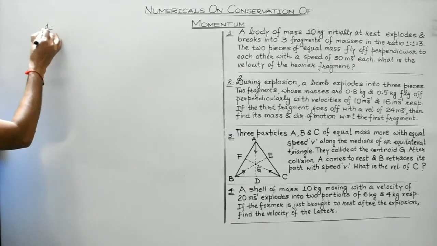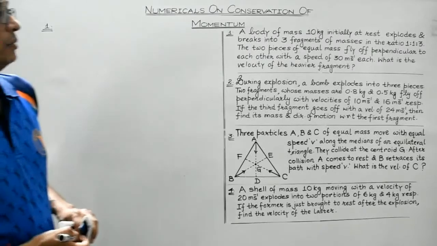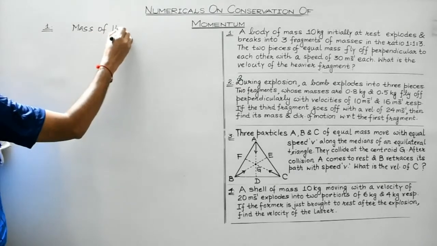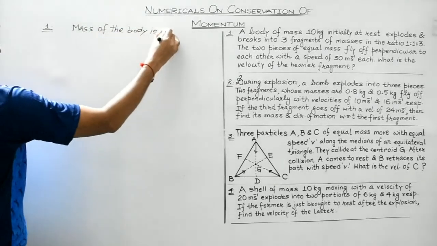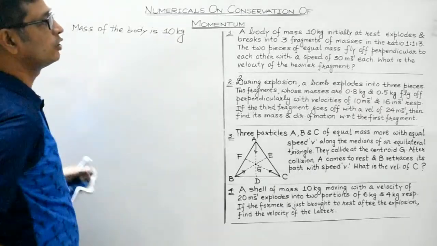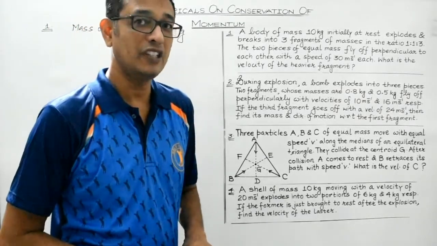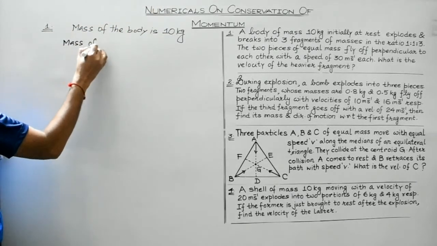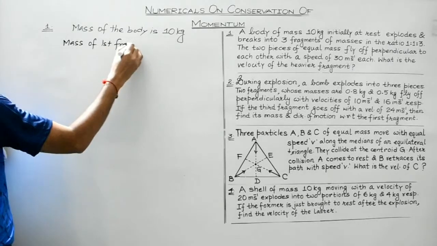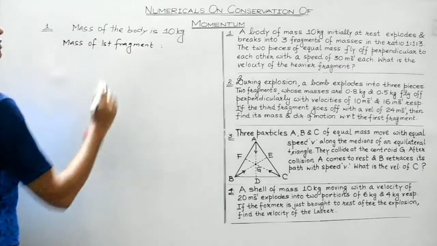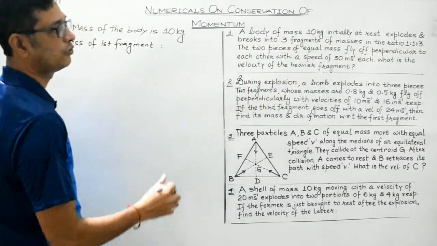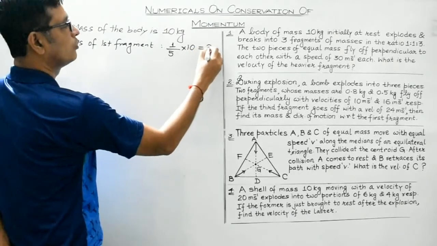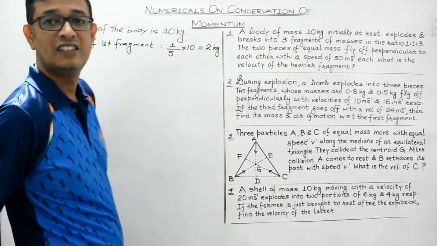So first and foremost, what we do is, the mass of the body is 10 kg and it explodes into 3 fragments. Let us find out the mass of each of these 3 fragments, right? Mass of the first fragment. The ratio is 1:1:3, so 1 plus 1 plus 3 is 5. So 1/5 multiplied by 10 will be equal to 2 kg. Am I clear students? Right?